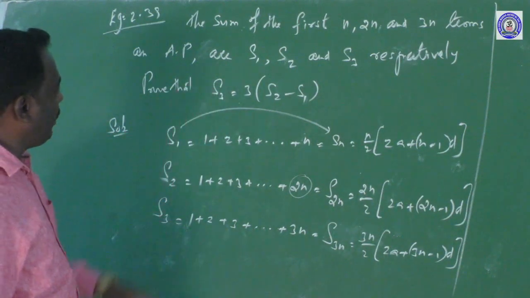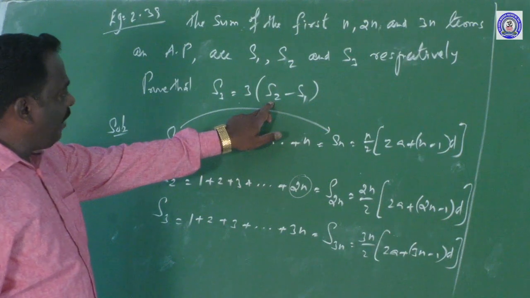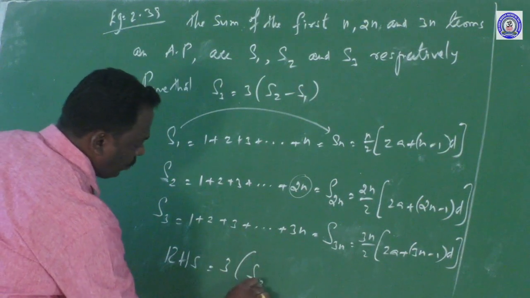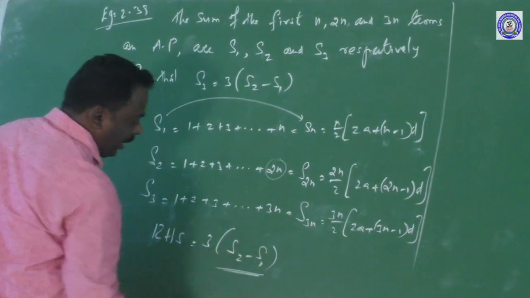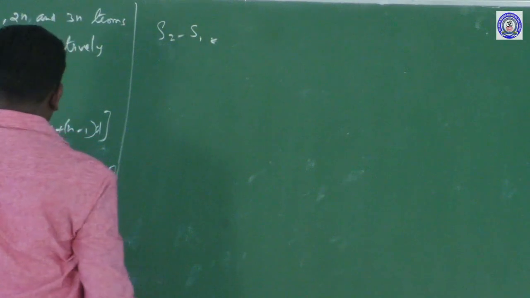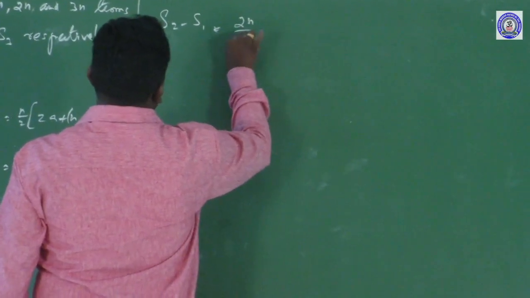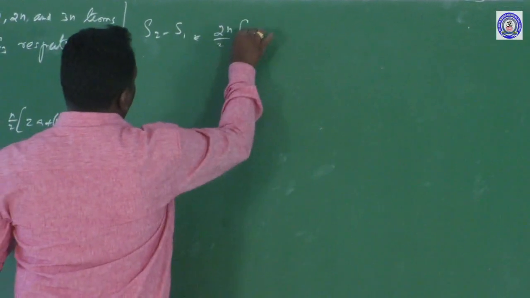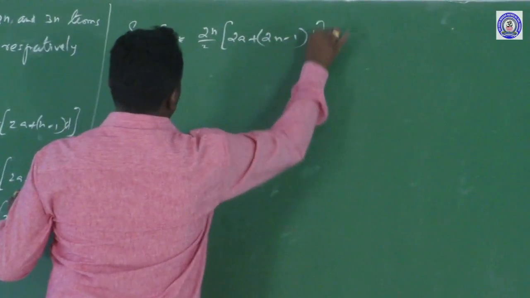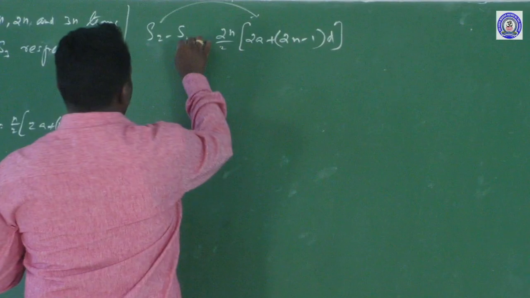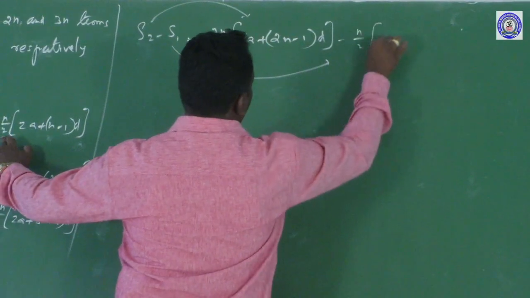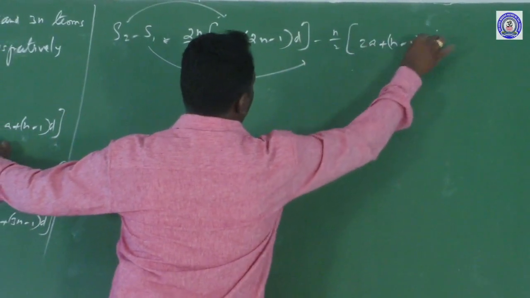Now we want to show this equation. Let us find the left hand side and the right hand side, 3 times S2 minus S1. First find S2 minus S1. What is S2? S2 is equal to 2n by 2 within the bracket 2a plus 2n minus 1 into d. Then minus S1, which is n by 2 within the bracket 2a plus n minus 1 into d.